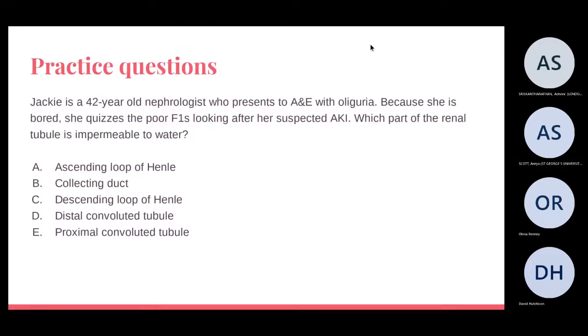Let's move on to another question. See, this is the question that's supposed to come first about Jackie, the nephrologist. I apologize, it's very poorly managed. But she presents to A&E with oliguria, and because she's bored, she quizzes the F1s about her suspected AKI. So which part of the renal tubule is impermeable to water? So which part of the renal tubule is the only bit that water cannot pass through either way?